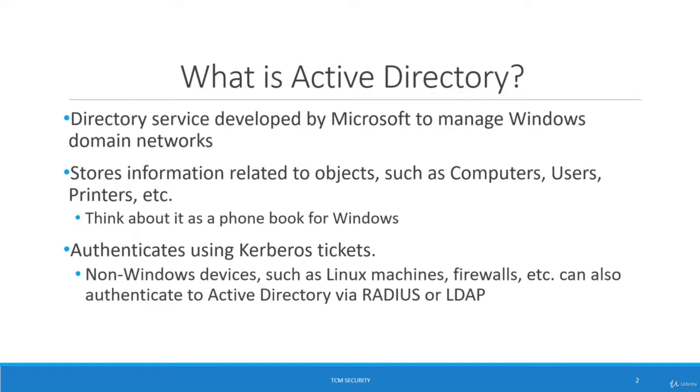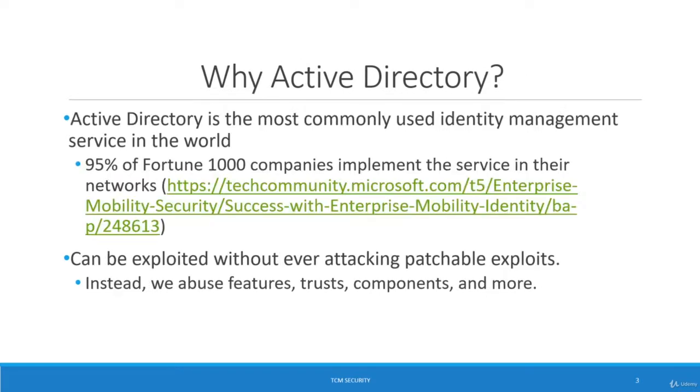Now this authentication is going to be using something called Kerberos, and we'll talk about that a little bit later in the course, and specifically how we can attack it. But for now, just know that authentication on Windows-based devices using Active Directory uses something called Kerberos, and they use tickets. So why Active Directory? Why is it so important? Well, Active Directory is the most commonly used identity management service in the world. Now, 95% of the Fortune 1000 companies use it in their networks.